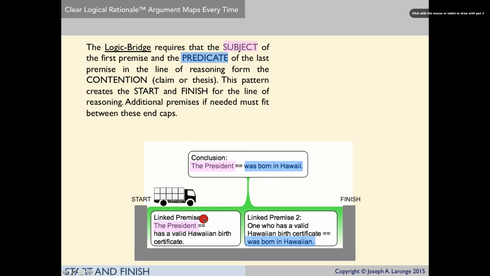So you can see that the subject of the conclusion or contention is the same as the subject of the first premise. And the predicate phrase of the conclusion or contention is the predicate of the last premise in the line of reasoning. So I could have 10 premises across here, and the last premise would always have the predicate of the conclusion, and the first premise would always have the subject of the conclusion.